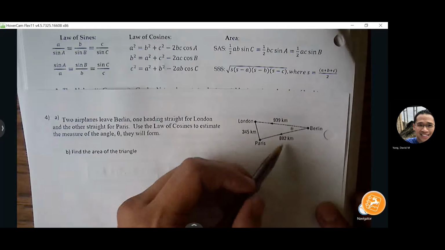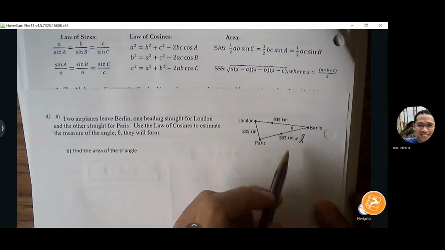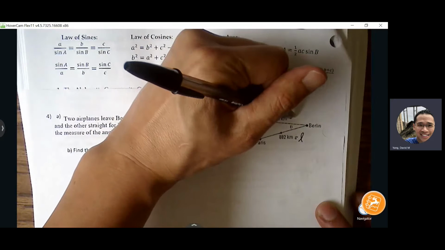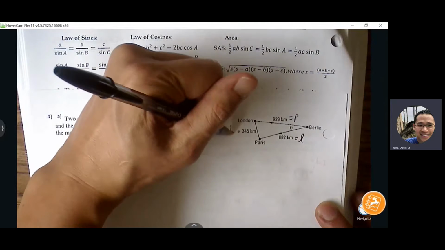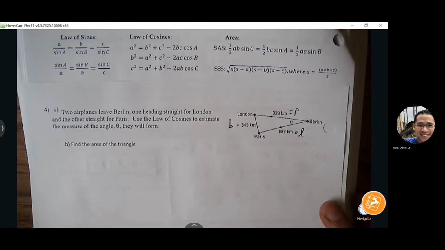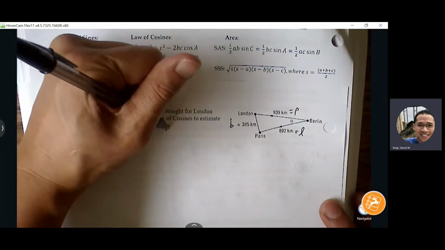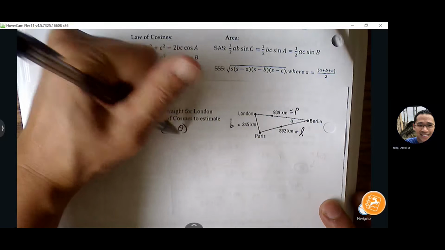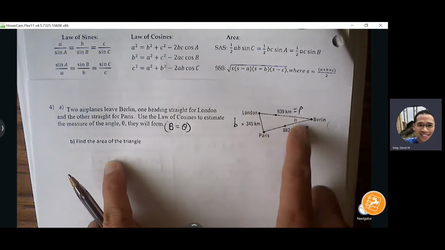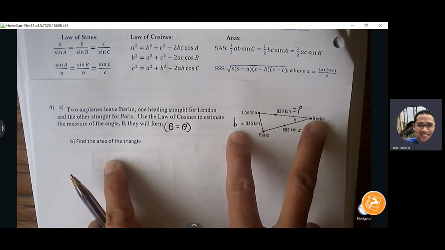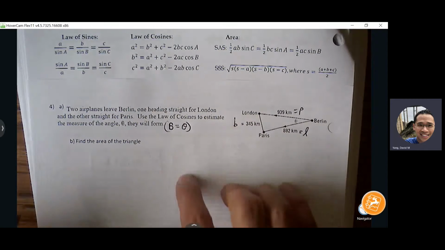But I call this 882 side length L. I call 939 side length lowercase p. And then I call 345 side length lowercase b. I know I'm trying to find angle theta. Angle theta, I'm going to treat it like angle B. So I'm just going to build using law of cosines, using B, P, and L. I know that I'm trying to target angle B, so I know that I'm going to include lowercase b and uppercase B.